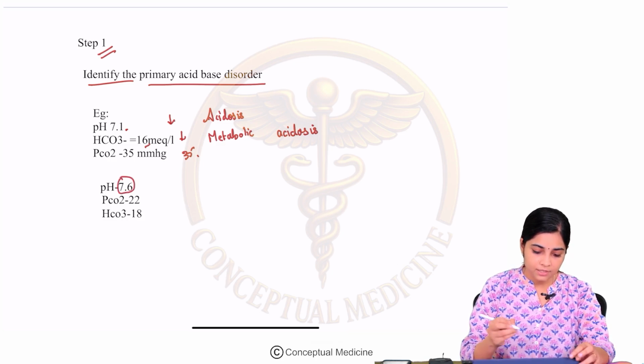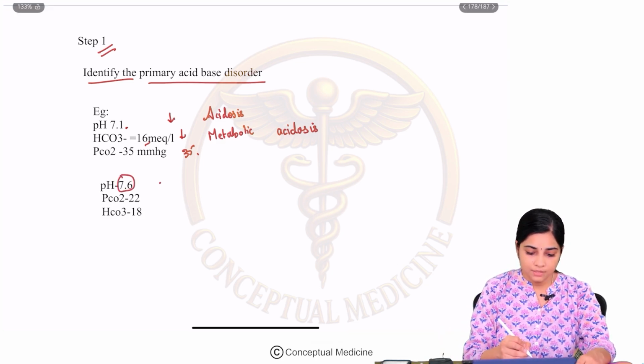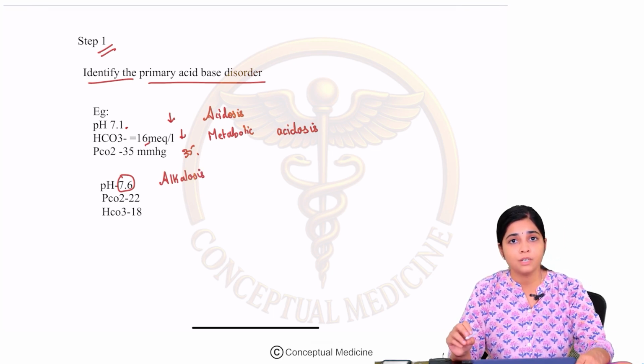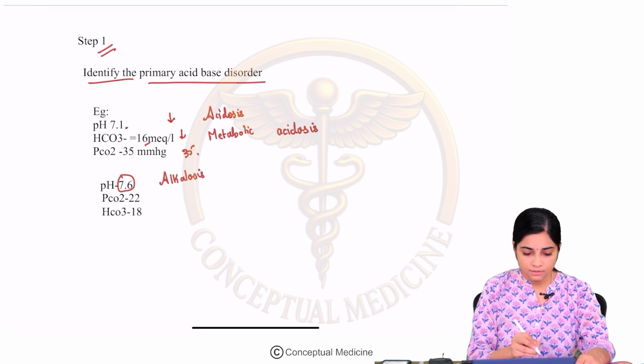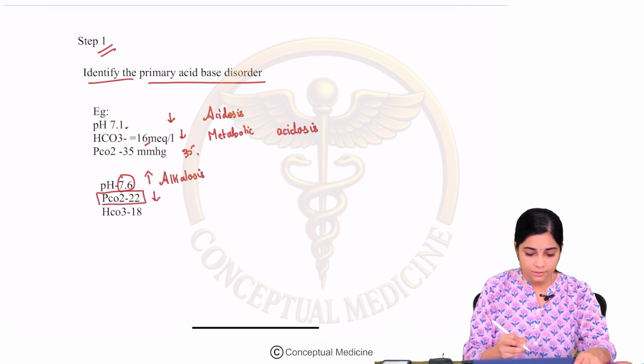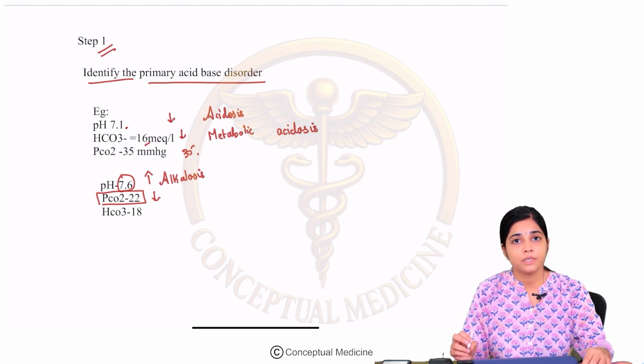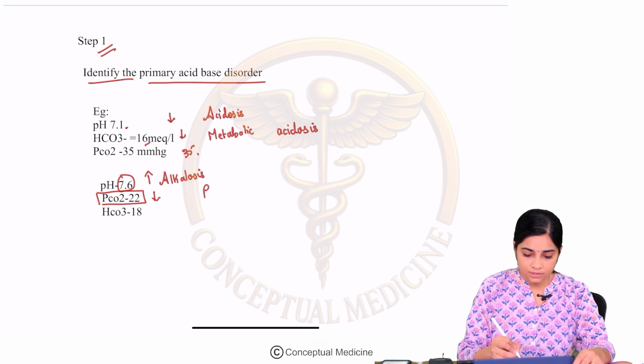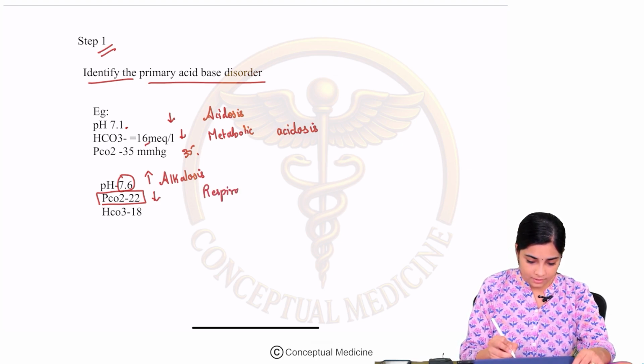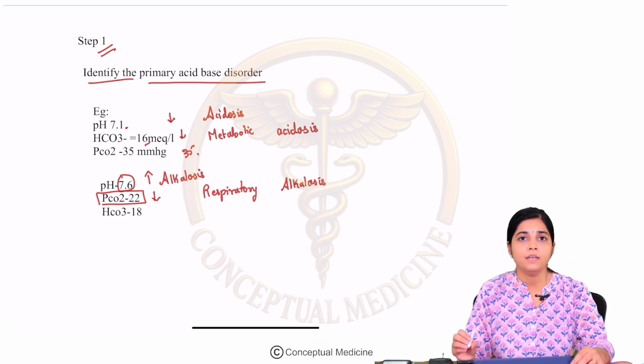Here the pH is 7.6. That means what? There is alkalosis. Then what happens to the PaCO₂? The PaCO₂ is reduced, right? So what do you think is the primary acid-base disorder? This is a respiratory alkalosis.